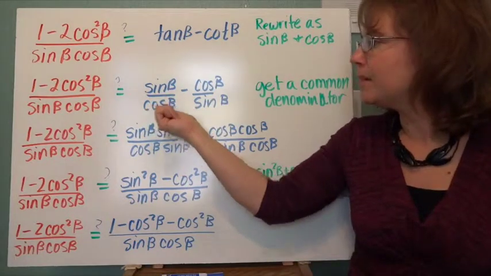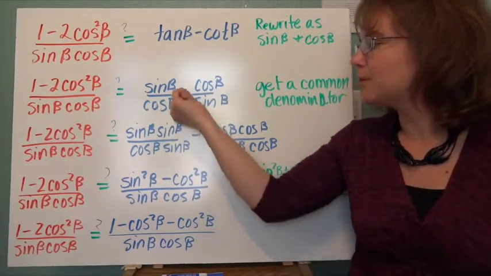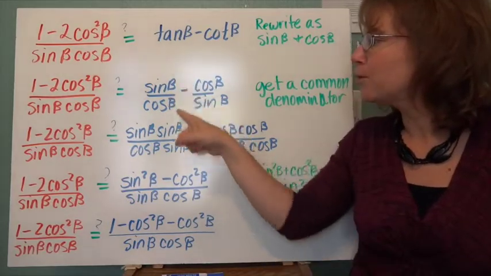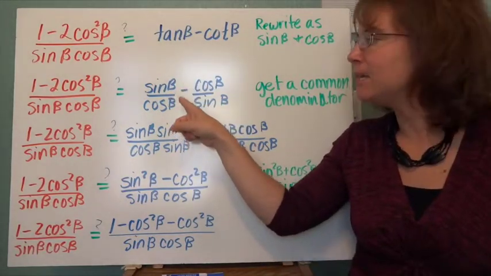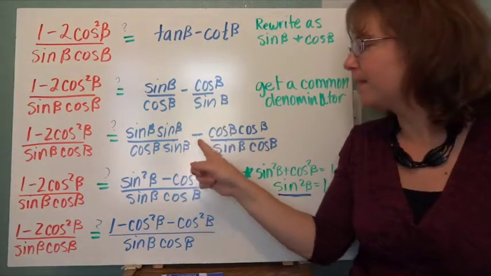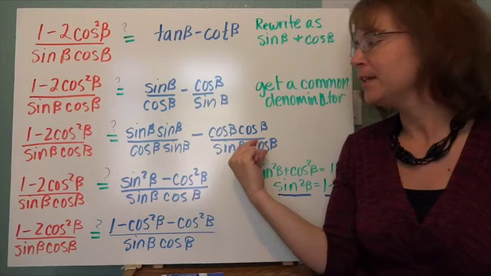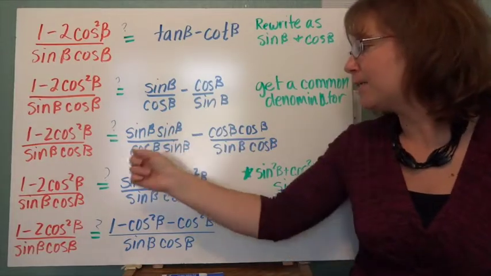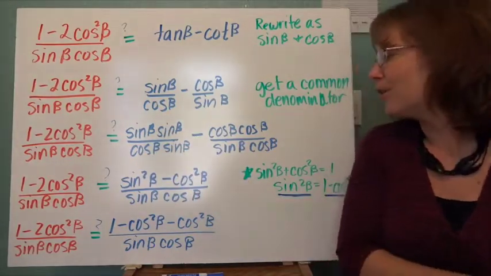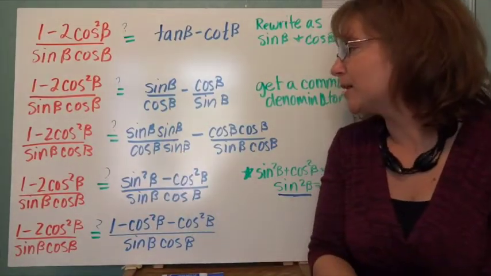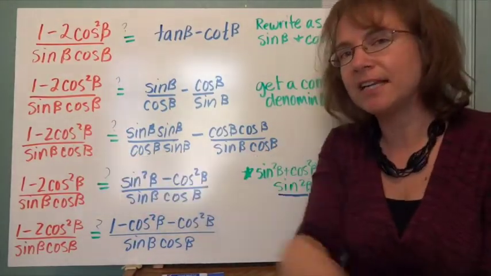So finding a common denominator between these two that I'm subtracting, it's just sine b times cosine b. So I'm going to multiply this fraction by sine b over sine b, my special one there, minus this fraction by cosine b over cosine b. And so now I have a common denominator, sine beta times cosine beta. I didn't change the left-hand side at all.